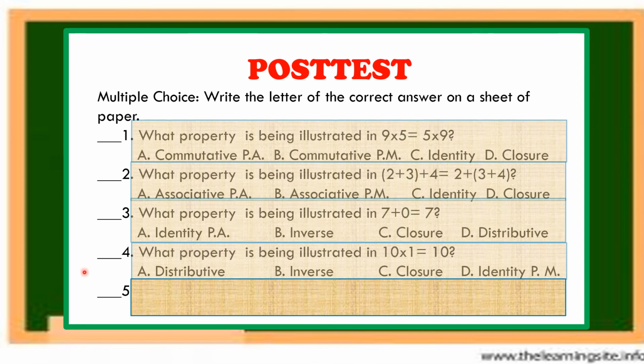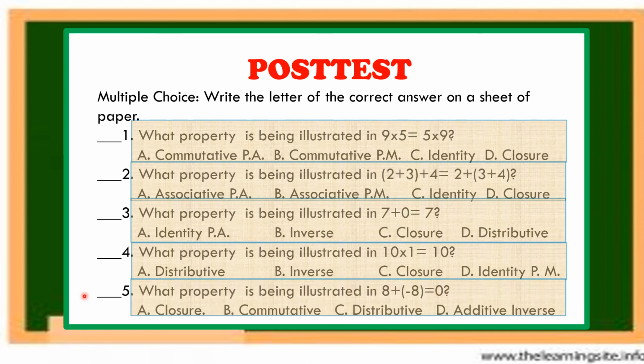Number 4, what property is being illustrated in 10 times 1 equals 10? Letter A, distributive. Letter B, inverse. Letter C, closure. Letter D, identity property of multiplication. Number 5, what property is being illustrated in 8 plus negative 8 equals 0? Letter A, closure. Letter B, commutative. Letter C, distributive. Letter D, additive inverse property.